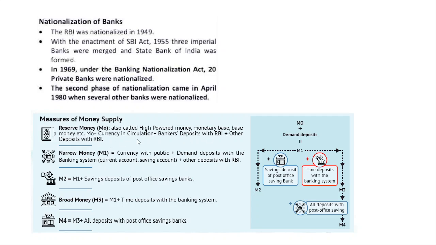That is every currency that is in circulation. That means all currency printed by RBI, bankers deposit with RBI and other deposit with RBI. So whatever this money, cash reserve ratio, CRR, cash liquid ratio, all these things which are there, all those things are called reserve money. So M0 plus demand deposits is equal to M1. So just go through this.